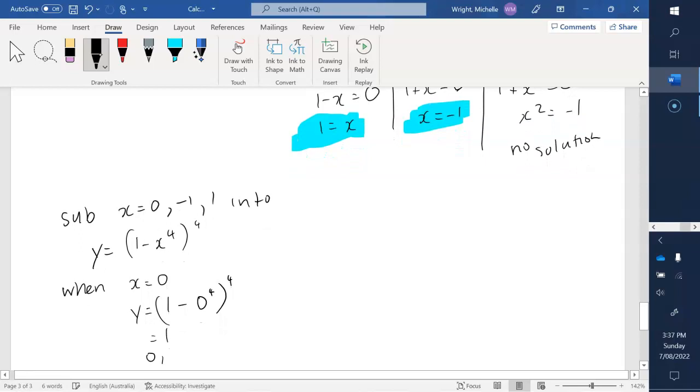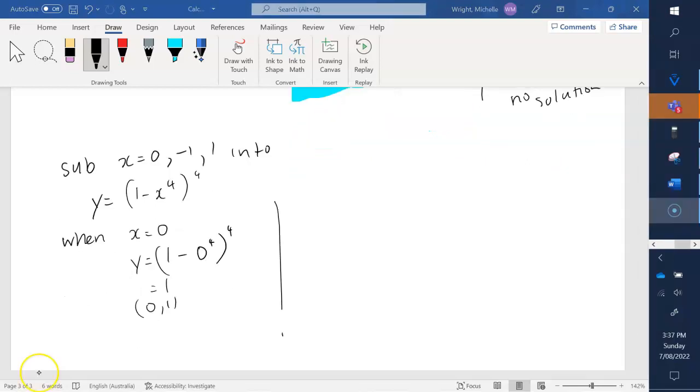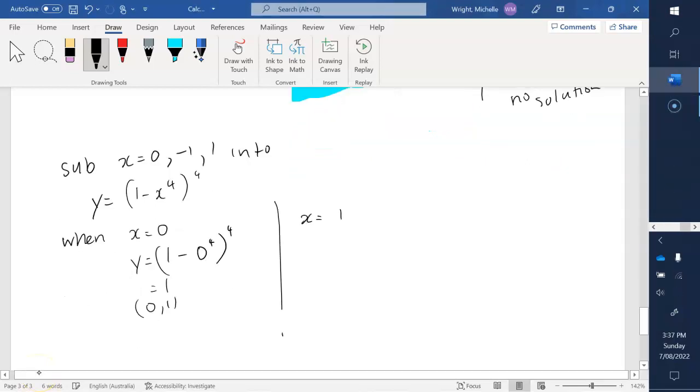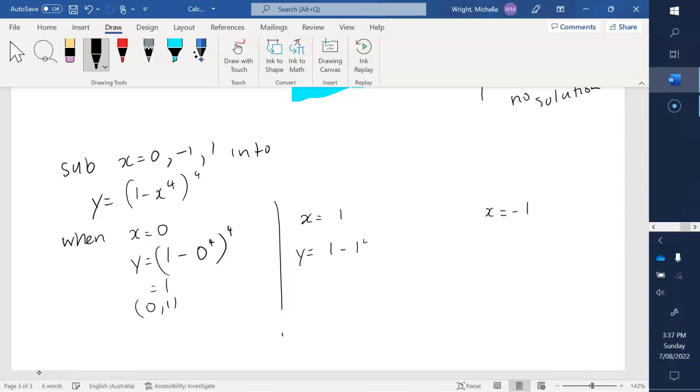So our first point is 0, 1. Likewise, I can do that for when x is equal to 1 and when x is equal to minus 1. So we're going to end up here with 1 minus 1 to the power of 4. So it's equal to 1 minus 1, which is 0 to the 4, which is 0. So we get the point 1, 0.